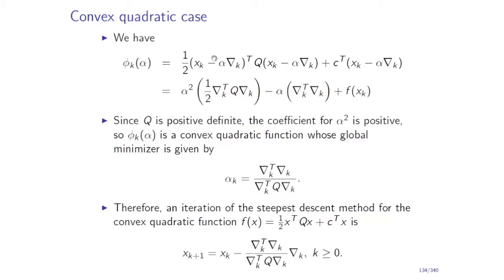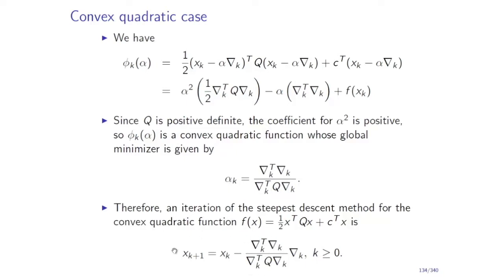For this quadratic function of a single variable, we can easily find the minimizer. This is the point where the derivative with respect to alpha is equal to 0, which is given by this coefficient here divided by 2 times this coefficient. The expression that we get for alpha k is nabla k transpose times nabla k divided by nabla k transpose times Q times nabla k. Therefore, for the steepest descent applied to the convex quadratic problem, we can compute alpha k explicitly. It's easy to find, right?